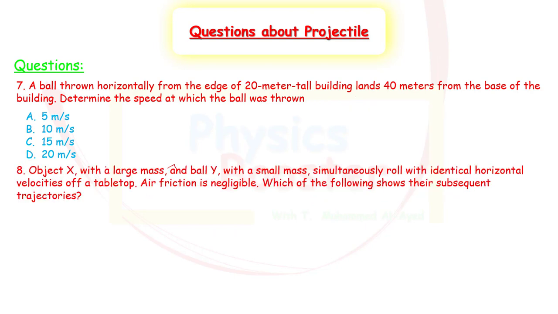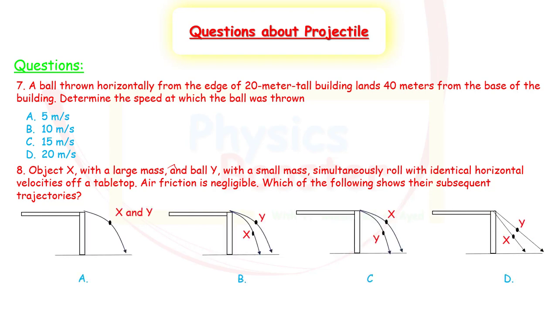It says here that object X with a large mass and a ball Y with a small mass simultaneously roll with identical horizontal velocities off a tabletop. Air friction is neglected. Which of the following shows their subsequent trajectories? Now, X and Y, we have choice A, B, C, and D. Okay, what can we say about these objects?